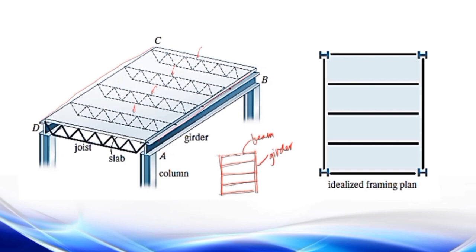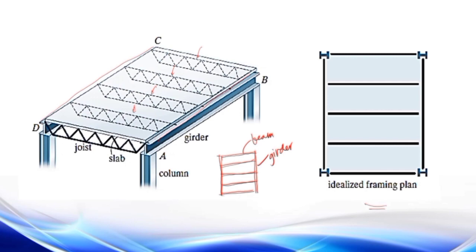For analysis, it is reasonable to assume that the joints are pin and or roller connected to the girders, and that the girders are pin and or roller connected to the columns. The top view of the structural framing plan for this system is shown here. So this is the idealized framing plan.